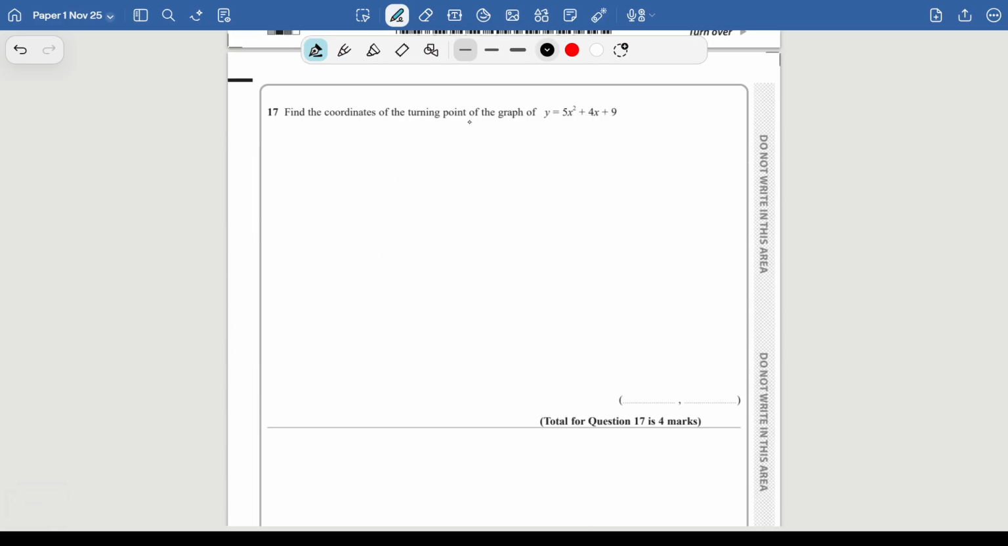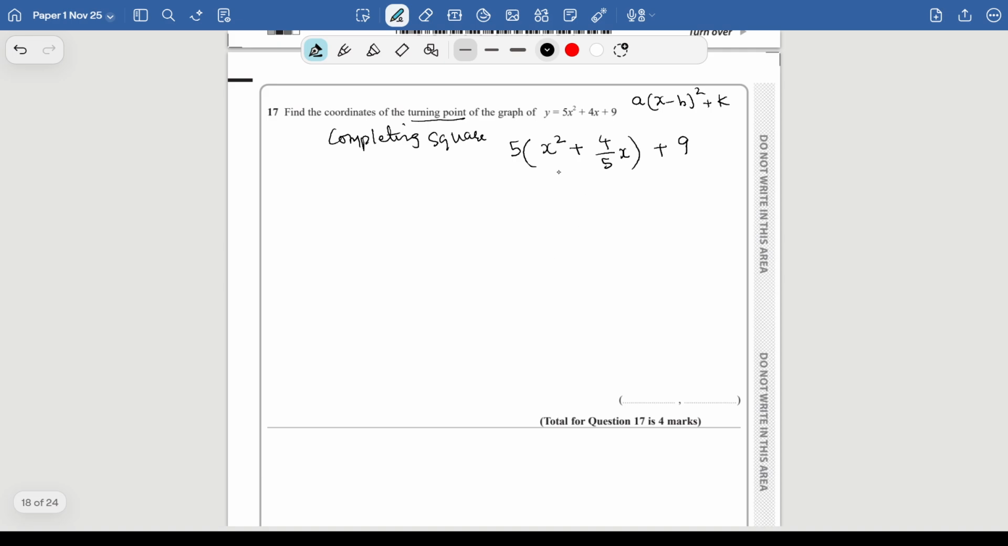Find the coordinates of the turning point of the graph. So we have this quadratic equation here. We need to find the turning point. To find the turning point, the equation has to be in the form a(x minus h) squared plus k. So I'm trying to make this equation in this form using completing the square. If I use completing the square here, there is a coefficient 5 which I need to take out as a common factor. So what remains now is x squared plus 4 over 5 x, and there is 9 outside here.